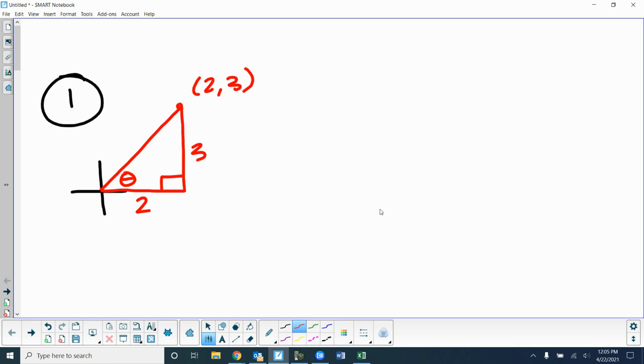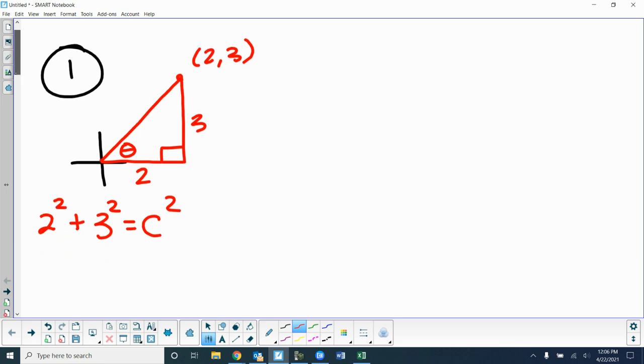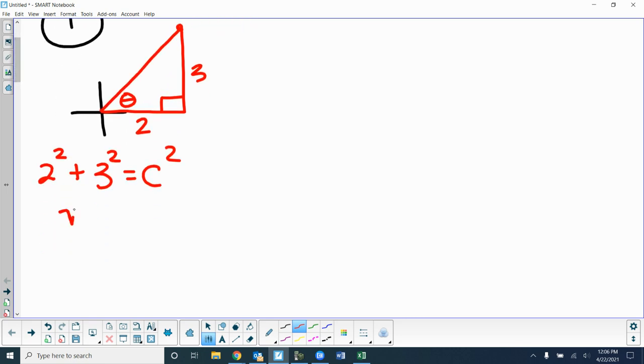All right, so how do I find that hypotenuse? A squared plus B squared equals C squared. So 2 squared, A squared, plus 3 squared, B squared, equals hypotenuse squared, C squared. What's 4 plus 9? 13. And take the square root, right? Square root of 13 for C. Any questions on that? Simple, right? So, plug her in.